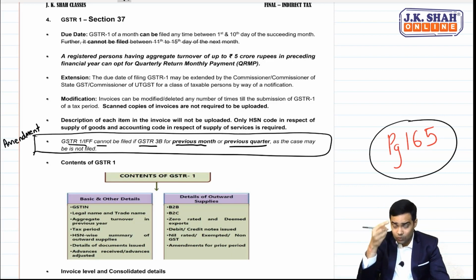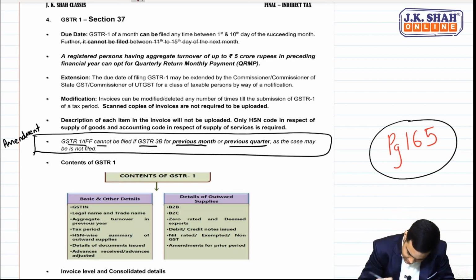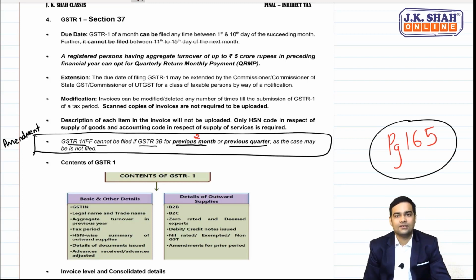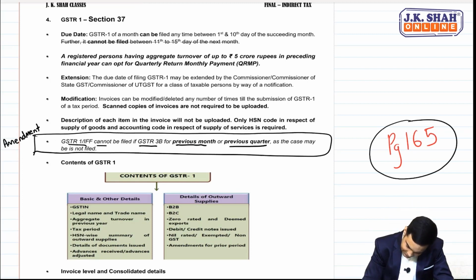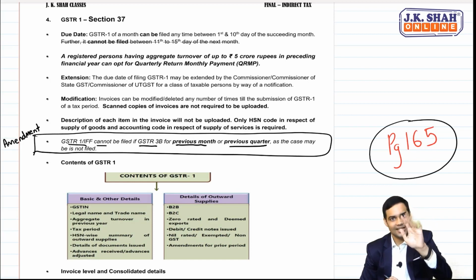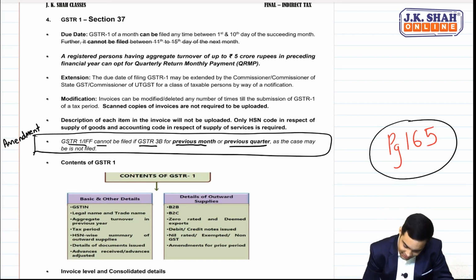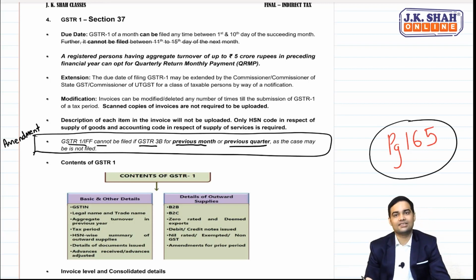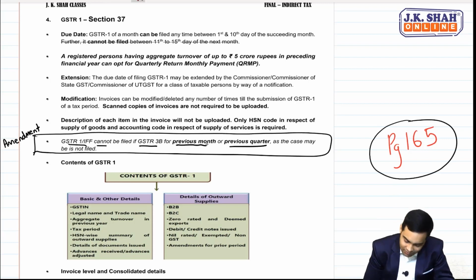Let me tell you what was earlier. Earlier, it was previous 2 months. This 2 has been deleted. That's the change. The change is so small. Earlier, it was previous 2 months. Now, it has been made previous month.